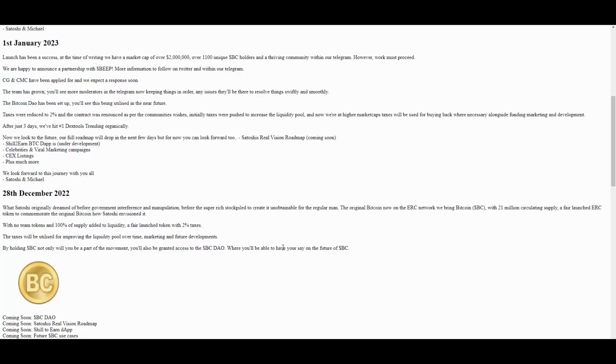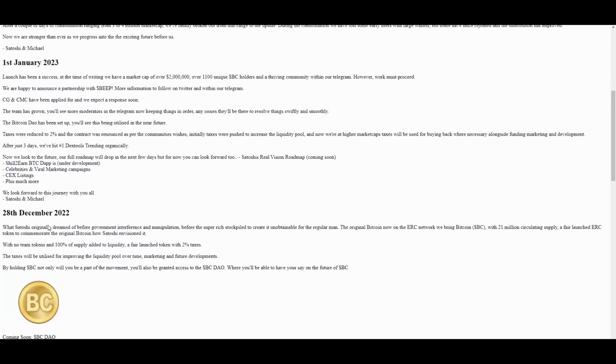The original Bitcoin now on the ERC network, we bring Bitcoin BC with 21 million circulating supply, fair launched ERC token to commemorate the original Bitcoin how Satoshi envisioned it, with no team tokens and 100% of supply added to liquidity, a fair launched token with 2% taxes. The taxes will be utilized for improving the liquidity pool over time, marketing and future developments. By holding BC, not only will you be part of the movement, you will also be granted access to the BC DAO, where you will be able to have your say on the future of BC.